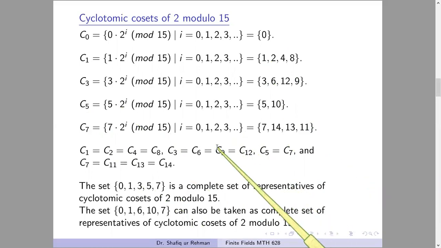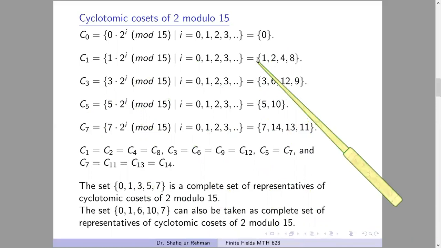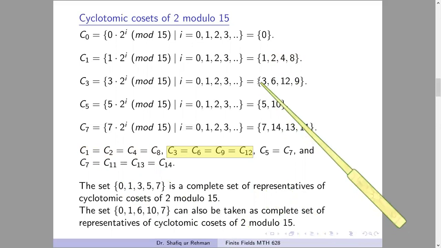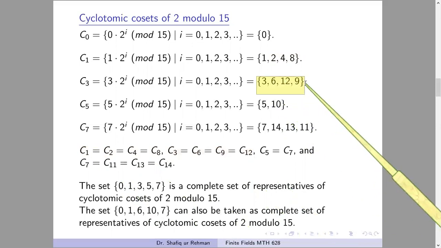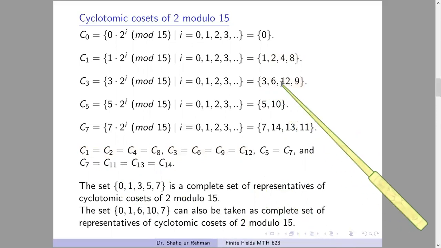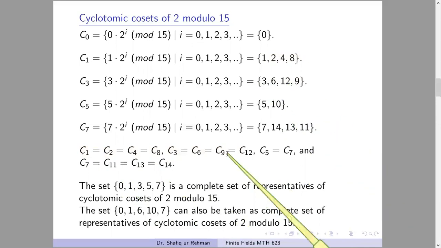And also notice that if we find the set C2, C4 or C8, we will get the same set. That is, these 4 sets are actually the same. Similarly, C3, C6, C9, C12 is actually the same set that consists of 3, 6, 12 and 9. So because 3, 6, 12 and 9 have the same cyclotomic coset.